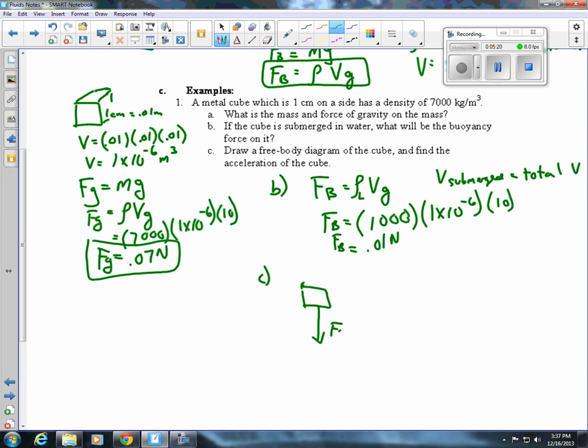We know it has a force of gravity down on it of 0.07, and a buoyancy force of 0.01. Now, we also know that if the force of gravity on it is 0.07, its mass is 0.007, which is divided by 10. Now I have my complete free body diagram. I'm trying to find the acceleration.